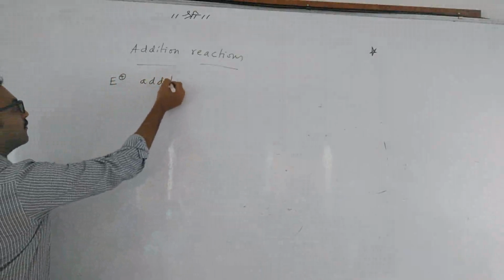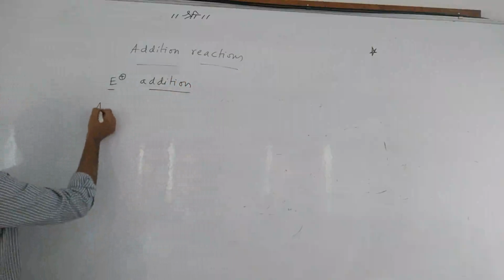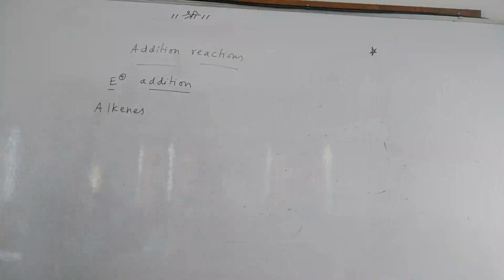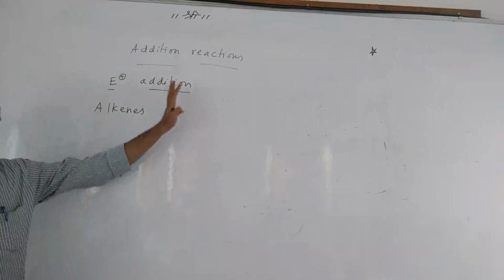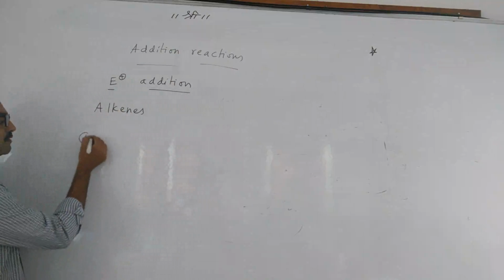So generally which type of compounds will give this electrophilic addition? Alkenes. Mainly alkenes. All alkene reactions, maximum, and alkynes also. So alkenes undergo electrophilic addition reactions. What are those? One by one we will see.